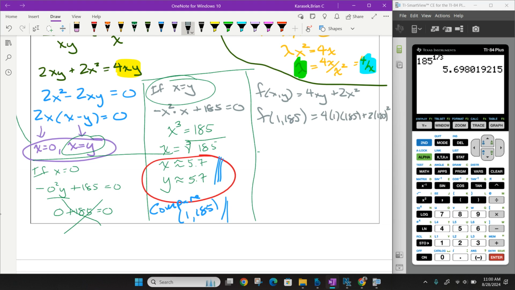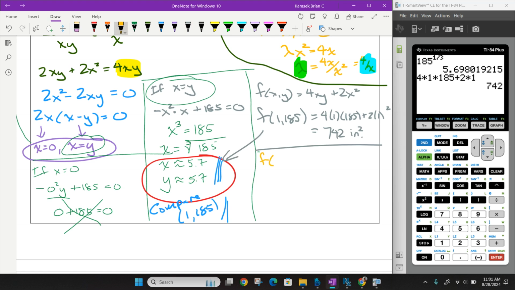I'm going to use my calculator for that. So let's see. 4 times 1 times 185 plus 2 times, whoopsie. Let me fix this before it's a mistake. That's x, so shouldn't that just be a 1 squared? So, 2 times 1, which gives me a surface area of 742, and this is surface area, so that would be inches squared. Now, I don't know what that means yet because I'm using that to compare to that solution right there. So now let's check the other one.